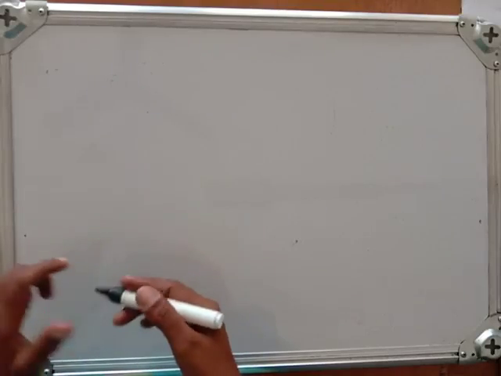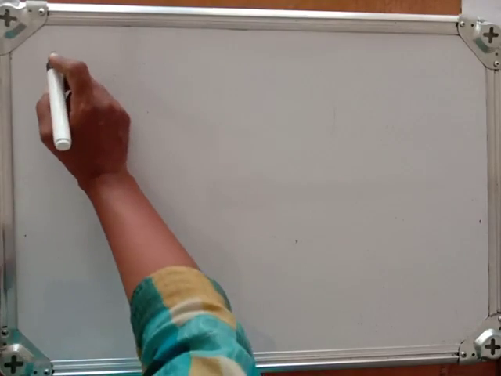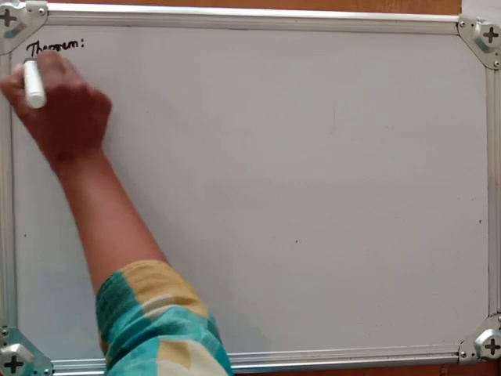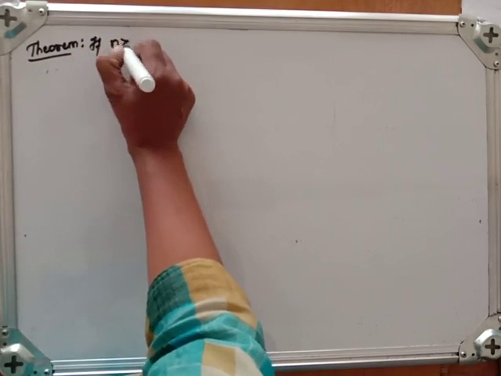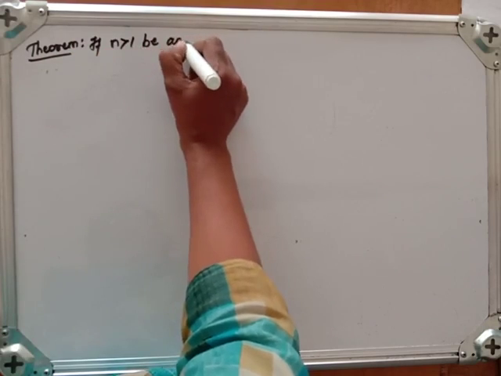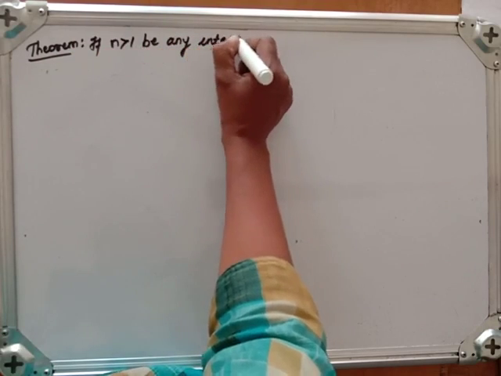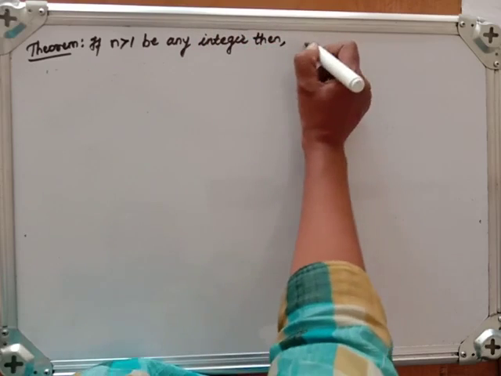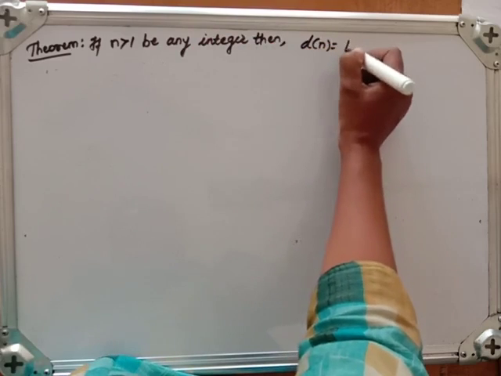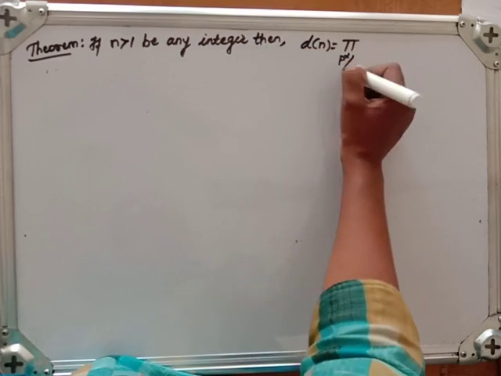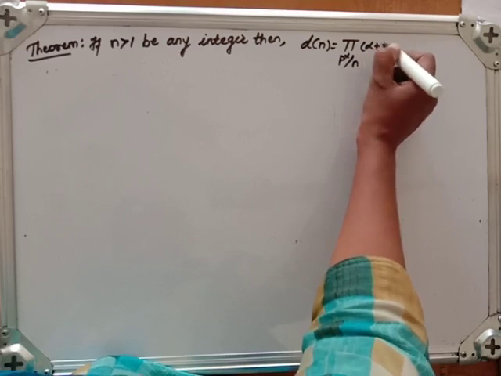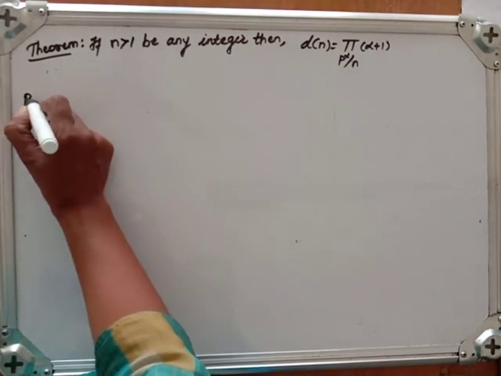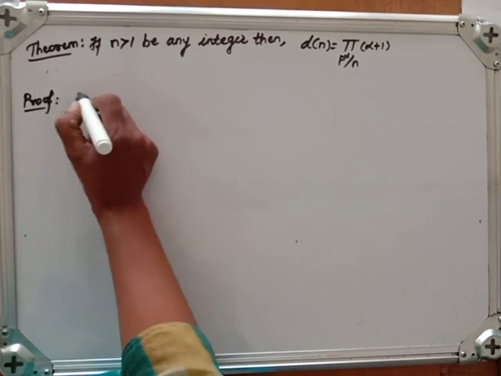Students, now let's continue the arithmetic function. Let's see one theorem first. Theorem: if n greater than 1 is any integer, then d of n is equal to the product of (alpha plus 1), where p raised to alpha divides n. Let's see the proof of this.